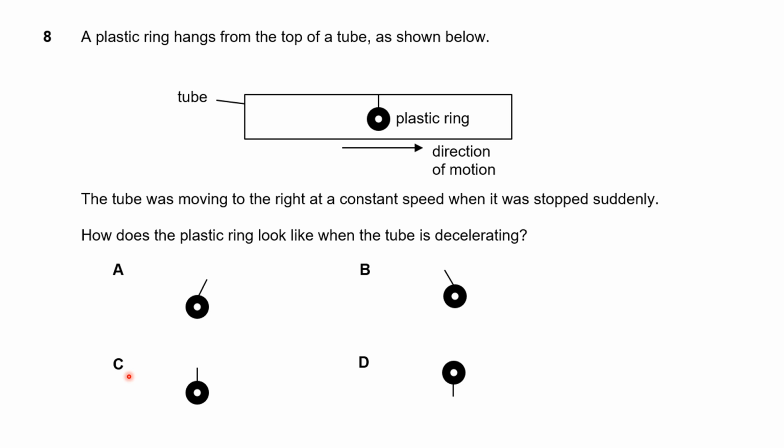Question 8. We have a plastic ring hanging from the top of a tube, the tube moving to the right at a constant speed when it is stopped suddenly. Then we want to know what the plastic ring looks like while the tube is decelerating as it comes to a stop. So this actually is testing the concept of Newton's first law.